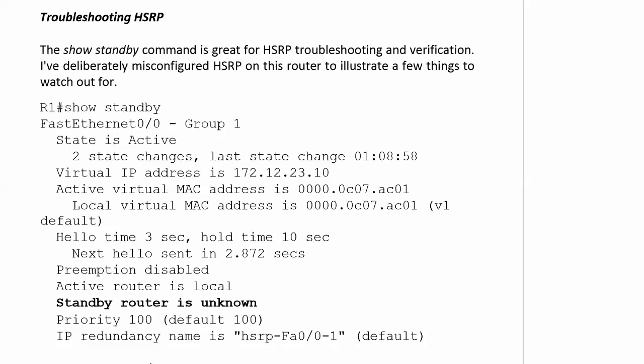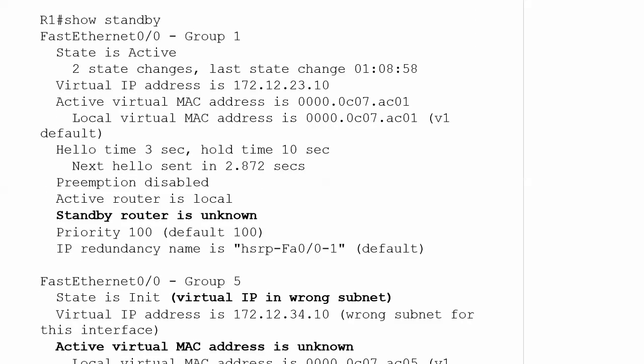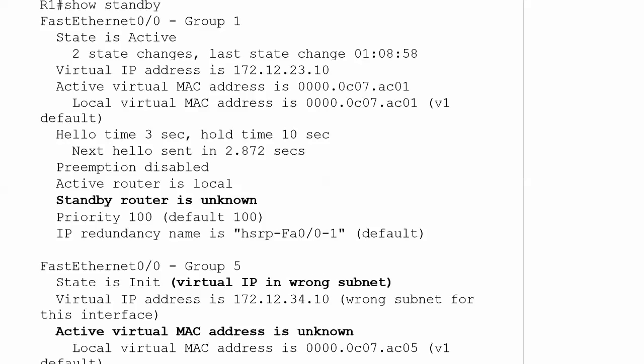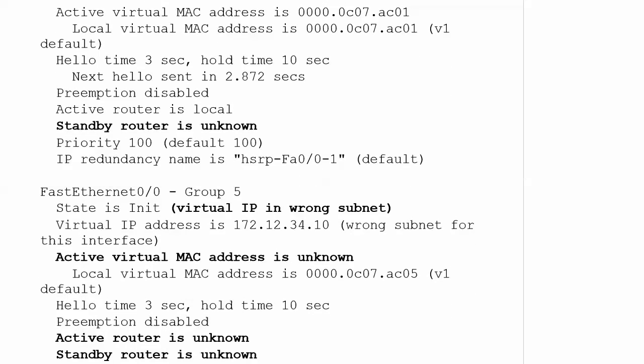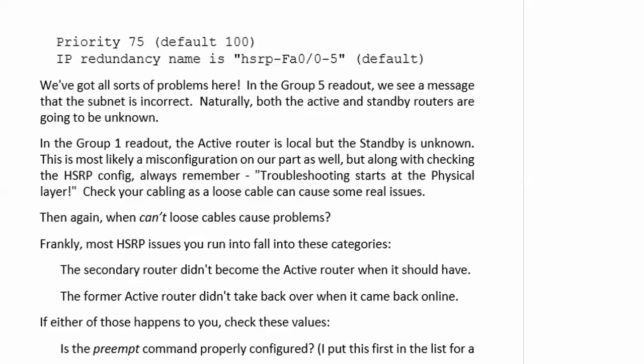In router 1 here, you'll note bolded is standby router is unknown. And here, with group 5 on the same router, state is init, virtual IP, and wrong subnet. I mean, the router will actually tell you that. And then it's saying, hey, this active virtual MAC address is unknown. Active router is unknown. Standby router is unknown. So obviously, we have a real mess here. That's not good. We've got all kinds of problems.